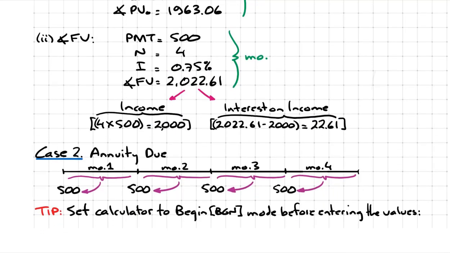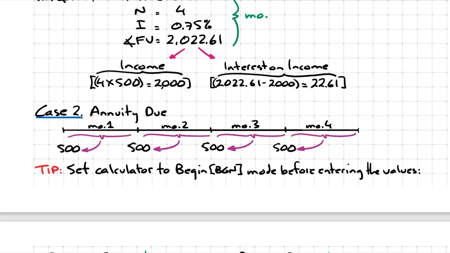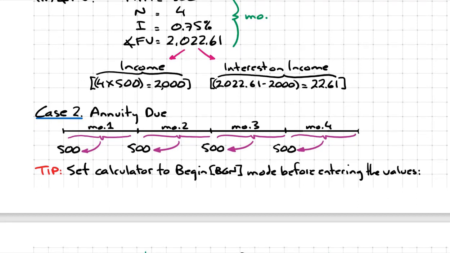Now the second scenario is annuity due. So it's the same data. In other words, we're looking at a 4-month horizon, in which case we're getting $500 per month. But now because it's an annuity due, you're getting your $500 at the beginning of each month. So for month 1, you get it on day 1. For month 2, you get it on the first day of month 2. Here's your month 3 payment, and here's your month 4 payment.